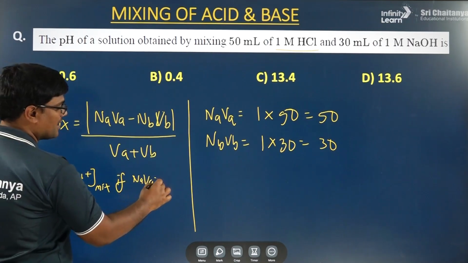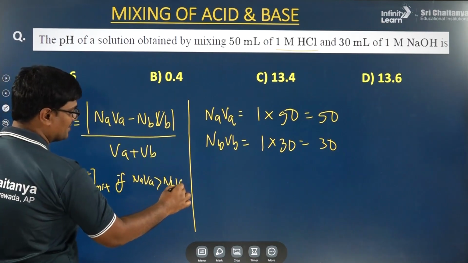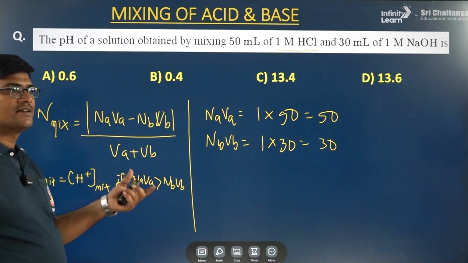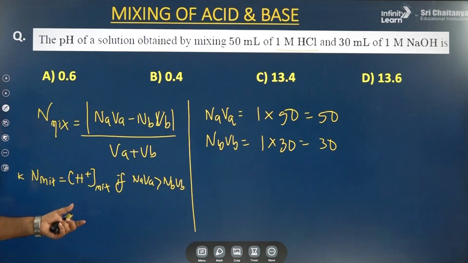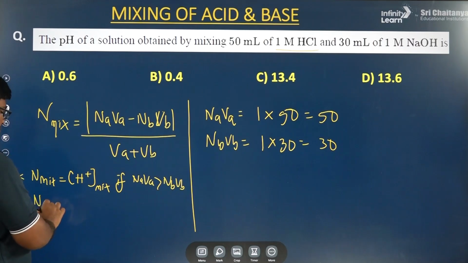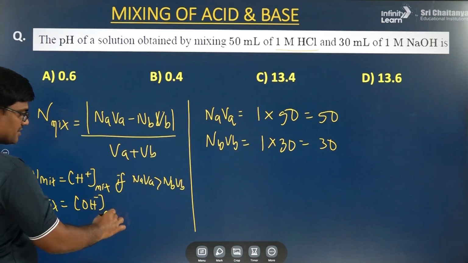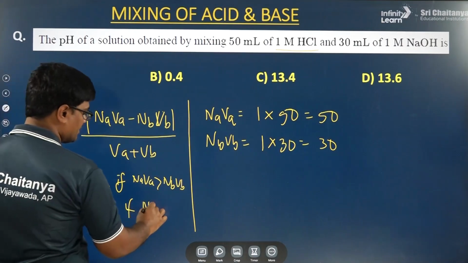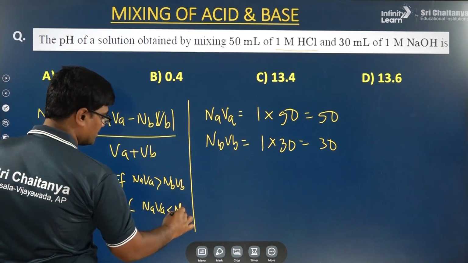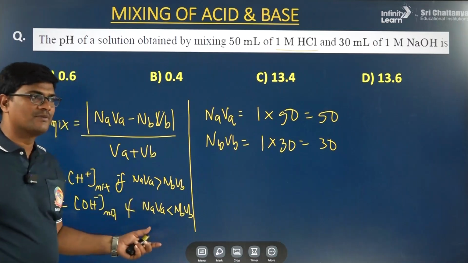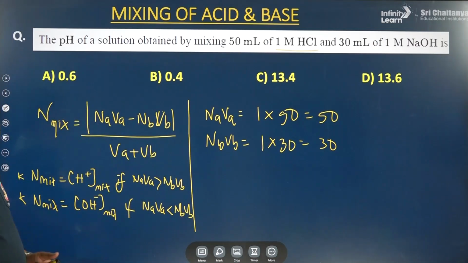if NaVa dominates or is greater than NBVB. That means if acid equivalents are more, the Nmix is the H plus ion concentration in the mixture. Now the Nmix becomes the OH minus ion concentration in the mixture if NaVa is less than NBVB. That means if base equivalents are more, the Nmix becomes the OH minus ion concentration in the mixture.